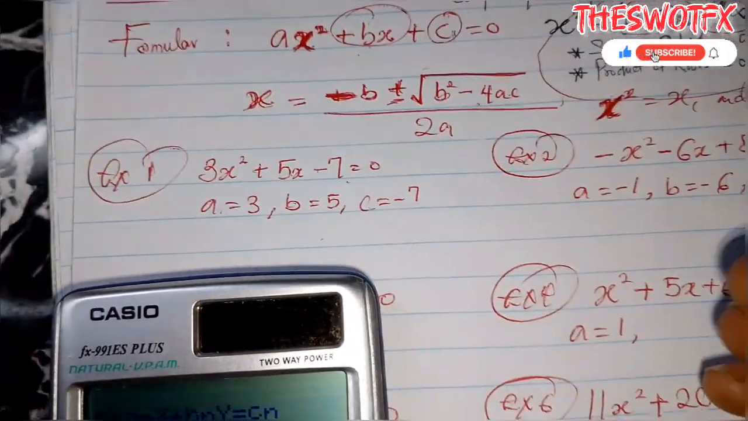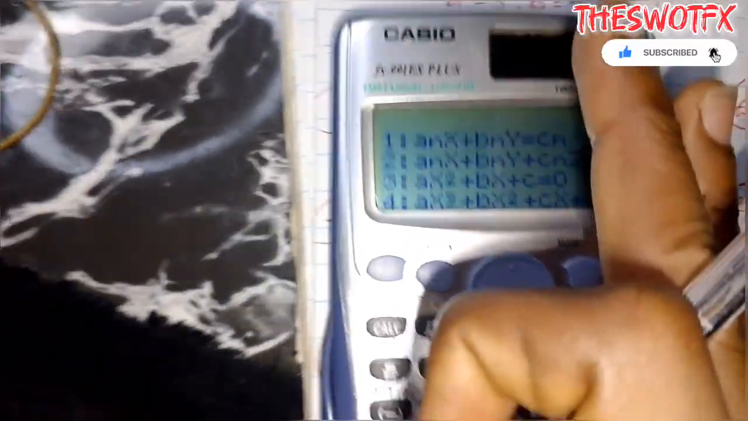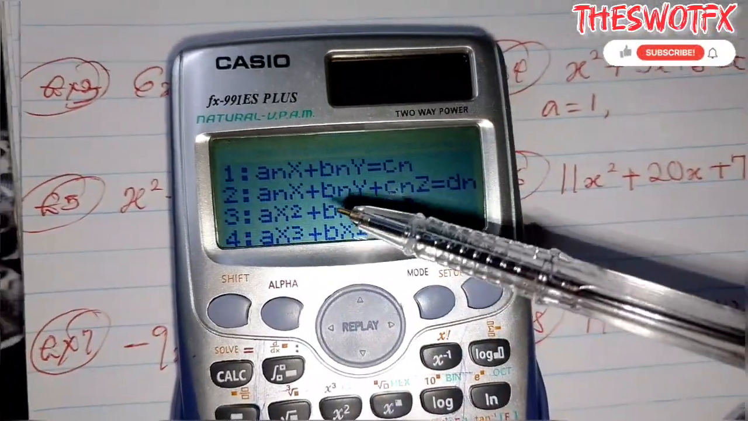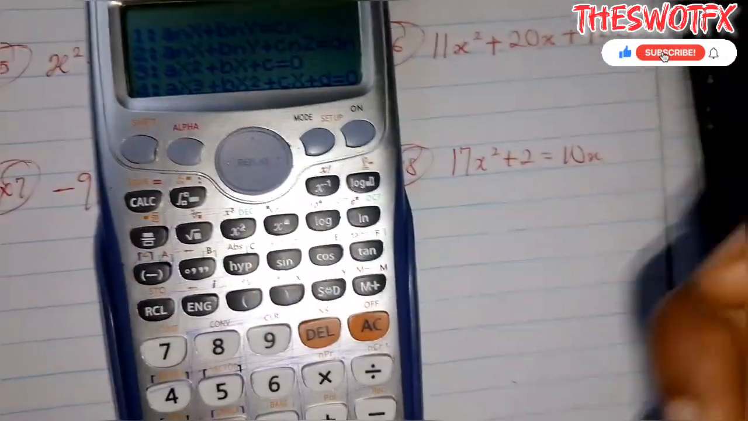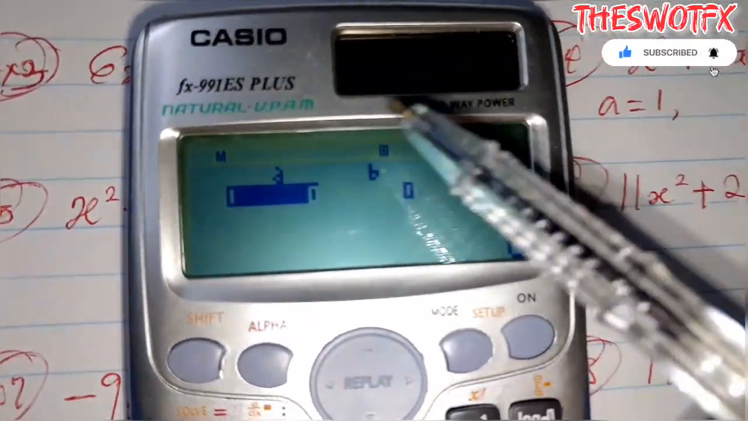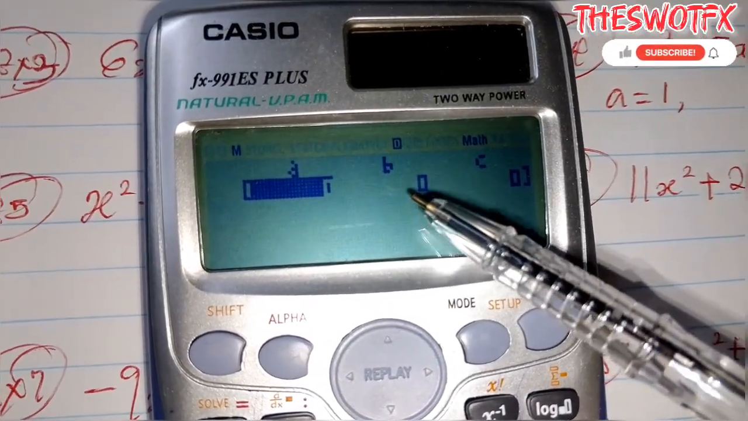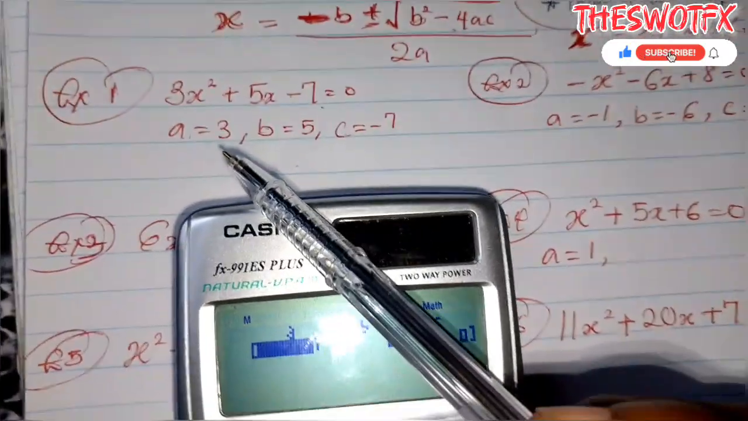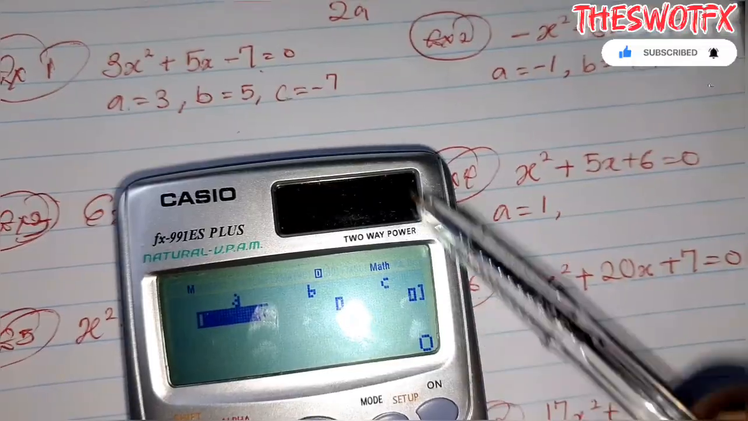So that is what we're going to do with our calculator. Back to the calculator, our a is 3, so we press button 3, which looks like our question. The calculator is giving us a, b, and c. Where we have a, we press 3; where we have b, we press 5; where we have c, we press minus 7.